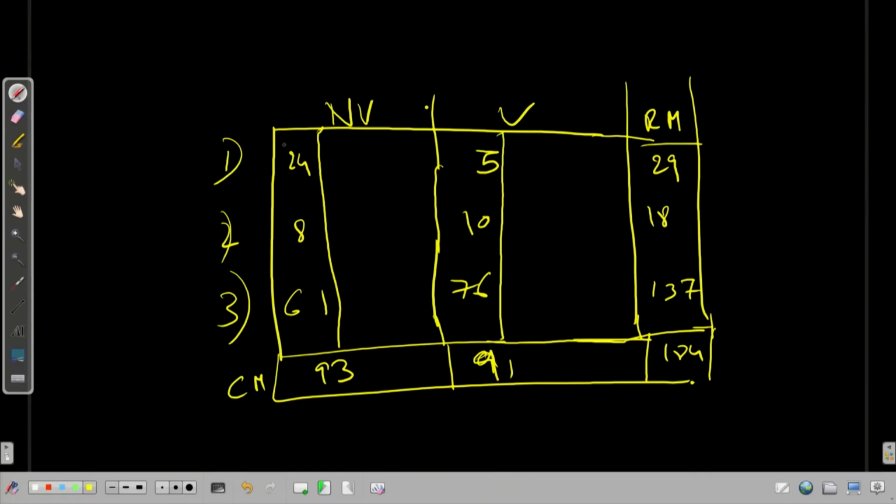This is the observed value. Next we will find out the expected value. So what is the expected value for this? The expected value for this is 29 into 93 divided by 184, where 184 is the total data. If we calculate it, we will get 14.66.